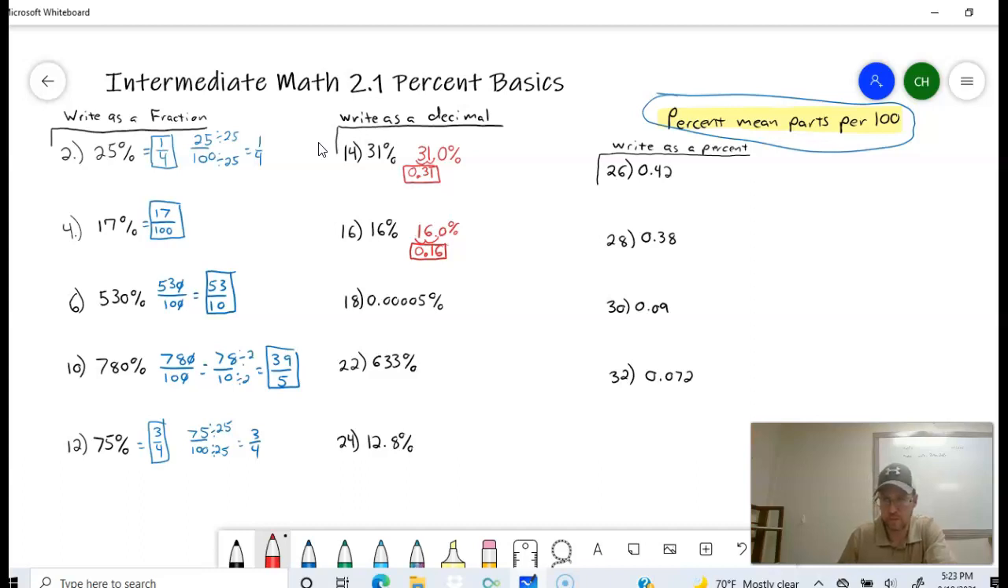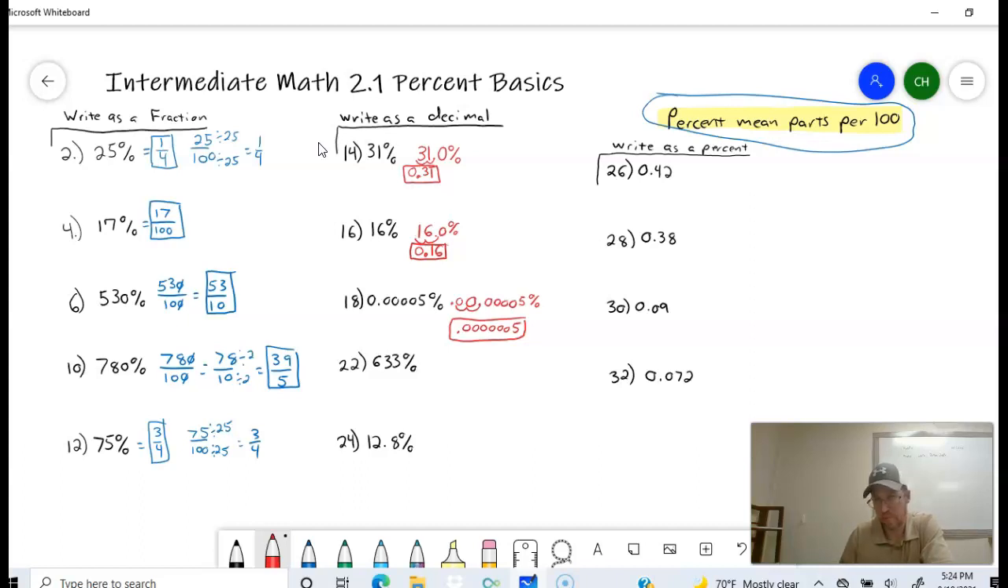What about this one? This is a little bitty number, 0.00005%. It's going to be the same thing. I'm still going to take that decimal and move it 2 places to the left. It's going to give me a new 0 there, so 0.0000005. I should have 2 more decimals on the right side of that decimal than I did before.